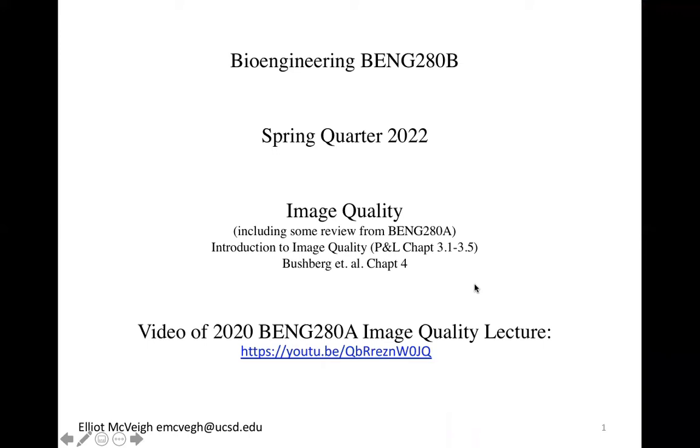Well, this is lecture 2 in BENG280B, and today we're going to talk about image quality. Some of this, for some of you, will be review from 280A.